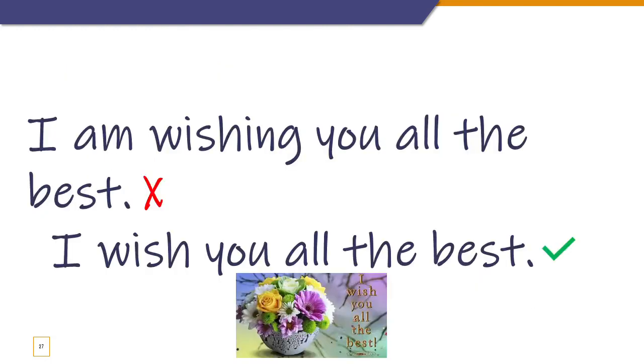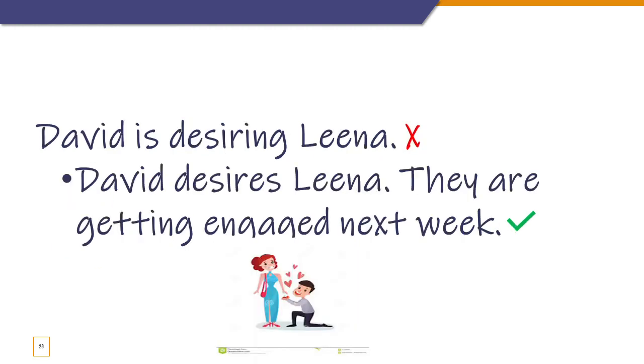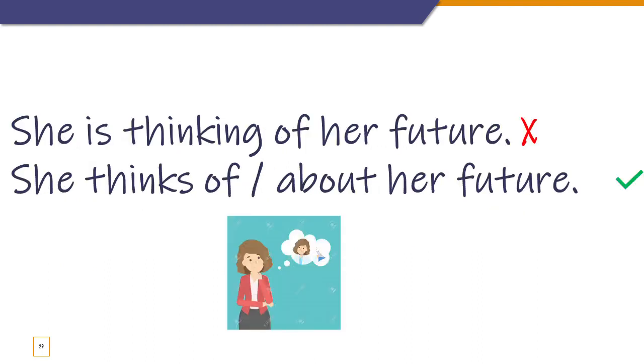Let's look at the next one, which is "I'm wishing you all the best." Even in wishing you can't say "I'm wishing you," because that's a stative verb and you can't use it in ing form. So you say "I wish you all the best." Same goes for desire. "David is desiring Lena." That's wrong. You say "David desires Lena." They are getting engaged next week. So that makes sense. Next one is thinking.